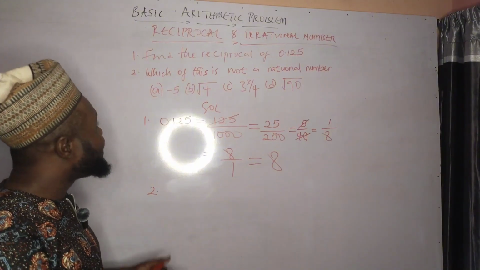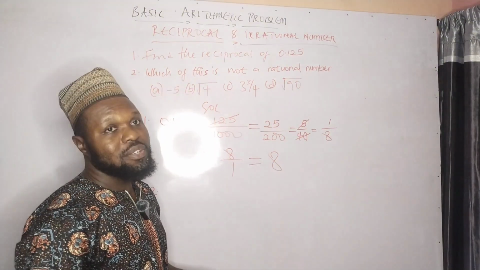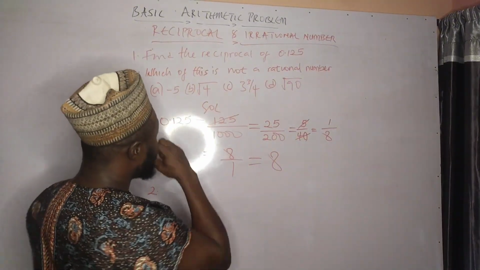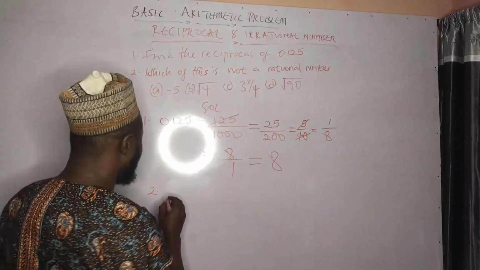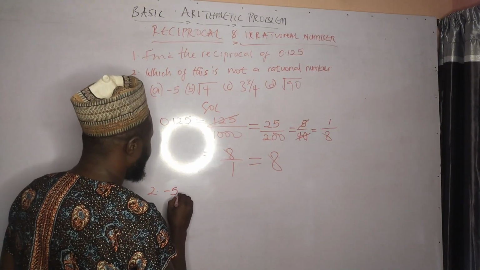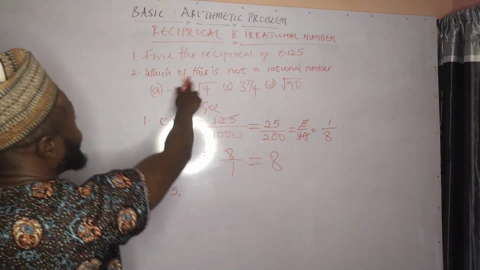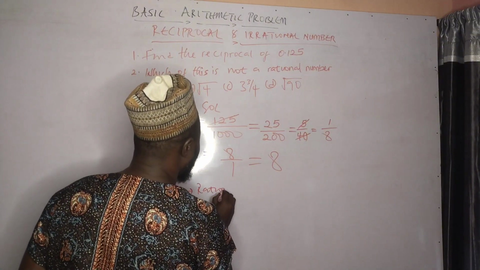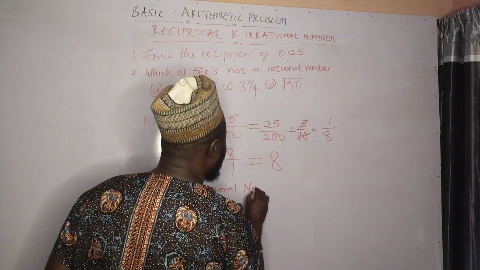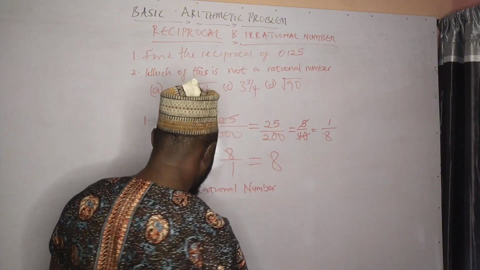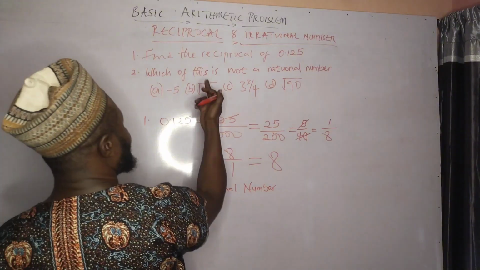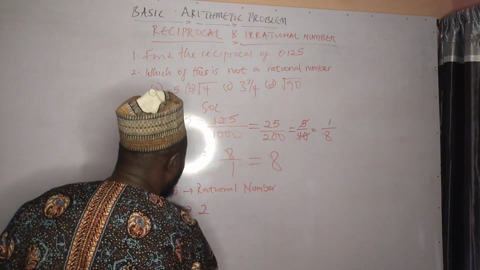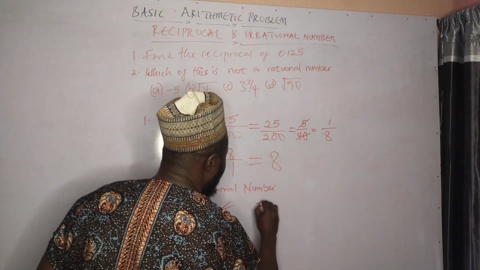Minus 5. Is it an irrational number? No, because the exact value of this number is already known. So minus 5 is a rational number. Square root of 4. Square root of 4 is 2. So it is a rational number.